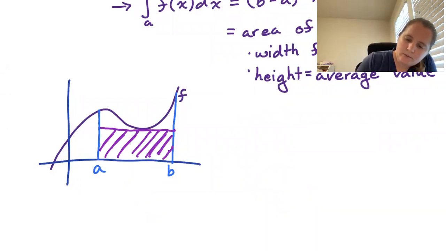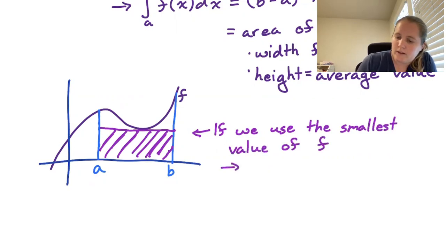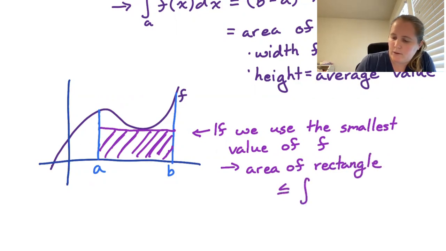And so if we use the smallest value of f, then the area of the rectangle is less than or equal to the definite integral from a to b of f of x dx.